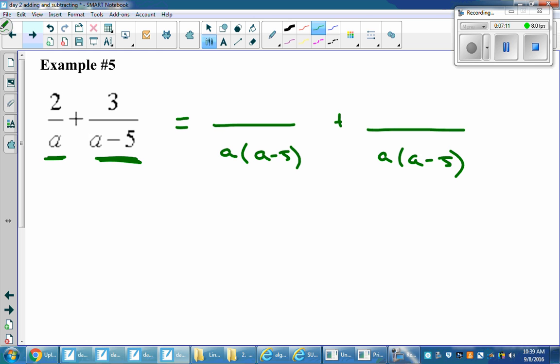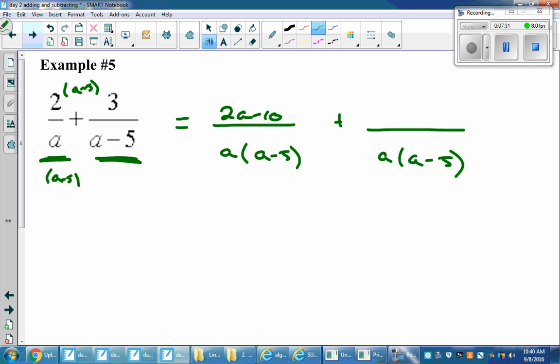Once I've identified my common denominator, same thought process, I'm going to look to see, all right, well, what did I do? I had an a over here, but now I have an a and an a minus 5. So I had to have multiplied the bottom by a minus 5. But whatever I do to the bottom, I have to do to the top. I have to multiply that top by a minus 5. Do that distribution, and that becomes 2a minus 10.